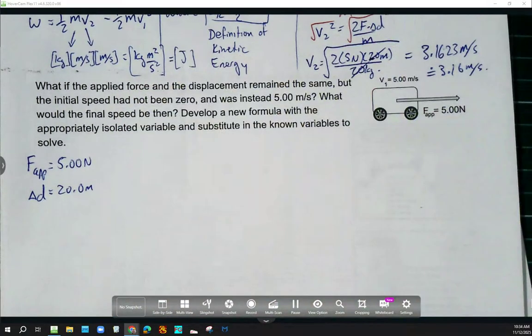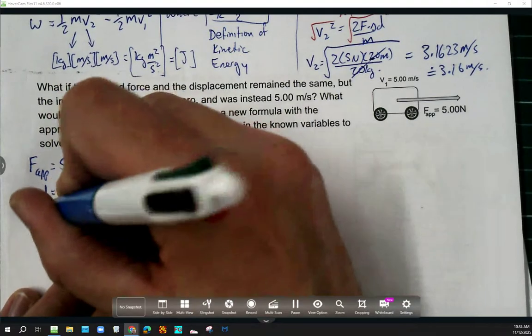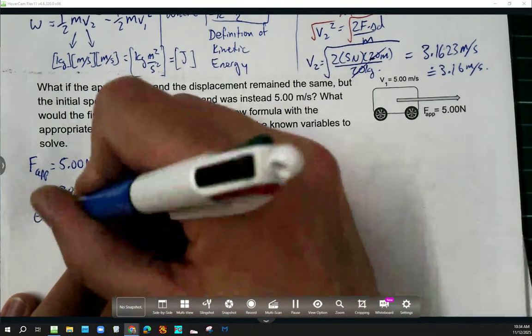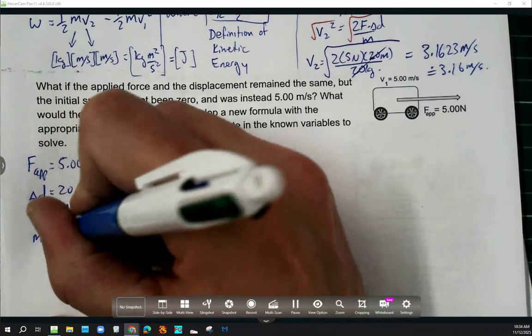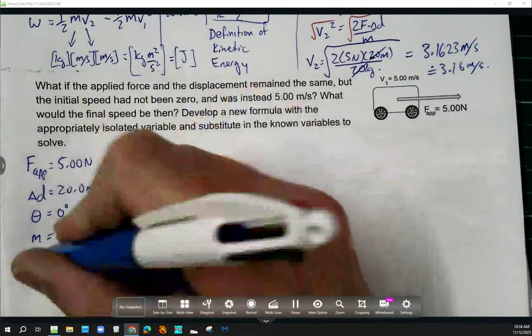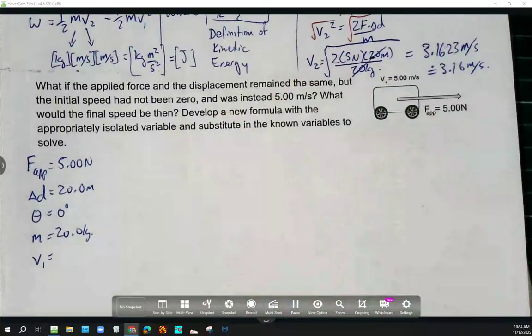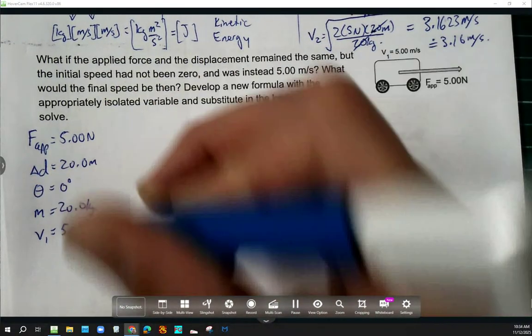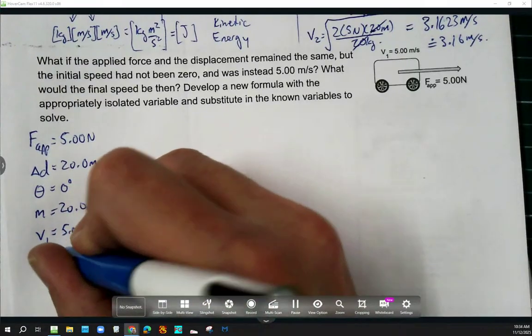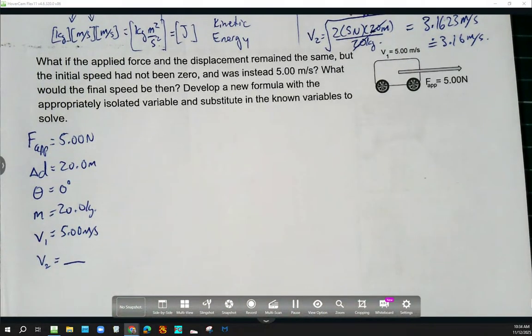I don't know. The angle between the applied force and the displacement is 0 degrees because we're going to say that the applied force is pointing in the same direction that this thing is traveling in. The mass of our cart is 20.0 kilograms. And it starts off not from rest this time, but at 5 meters per second. And we'd like to figure out what speed it gets up to at the end. How fast is it going at the end?